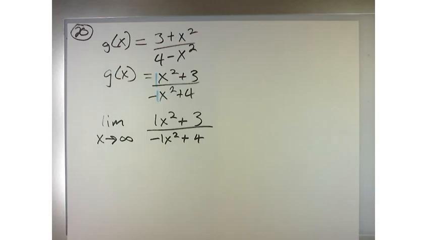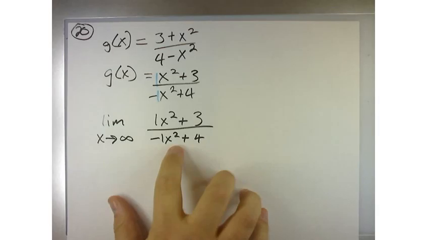Now before I graph this, I already know the answer. There's a horizontal asymptote at negative 1. I know that because I'm a math teacher and I have the answers in the book, but I also know that because there's a trick to this.